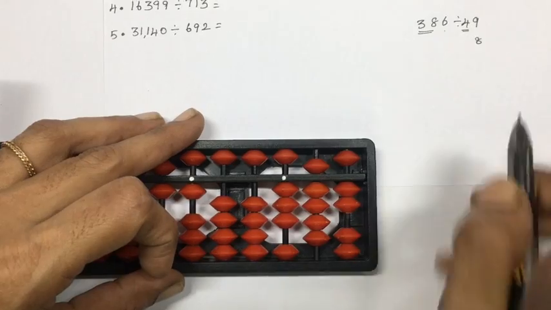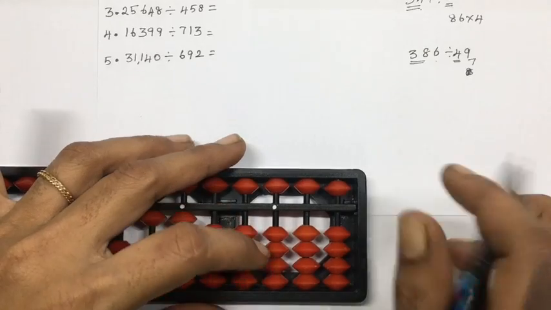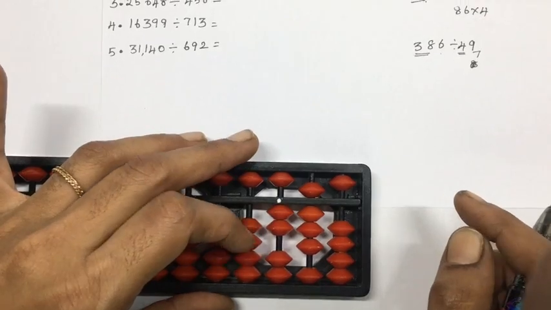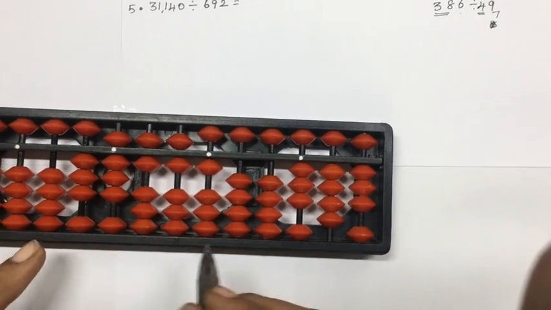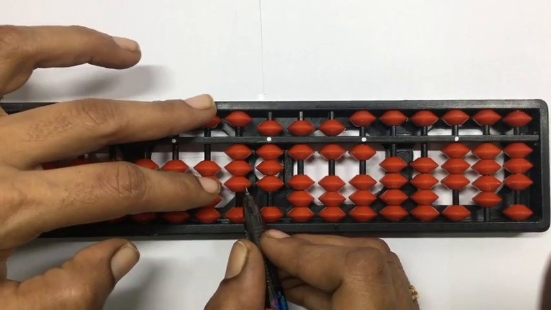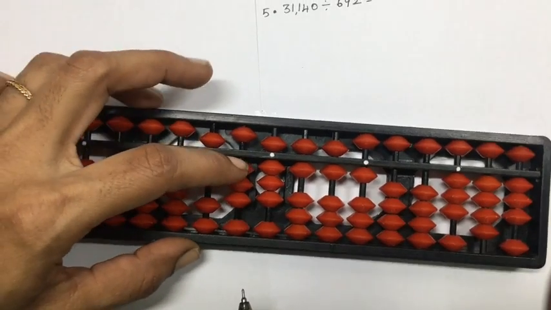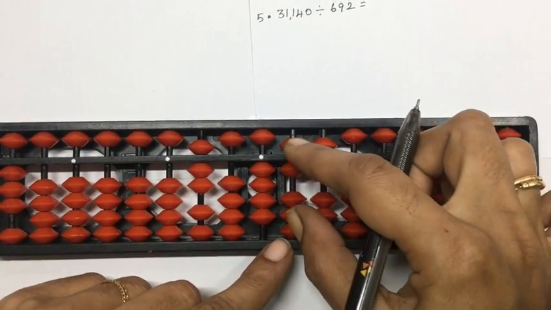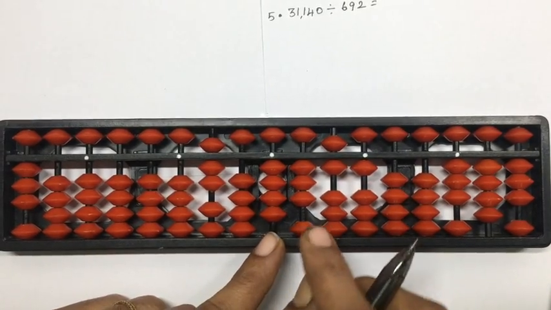392 is also greater. So we should try for 7 times. 7 times of 49: 4 7s are 28, 9 7s are 63. Our answer is 343. We can take this answer from here. Jump 2 rods. 7 times we have to set here. We have to do minus 343. Minus 300 and minus 40, minus 3 I should do here. So check the remainder. The remainder is 43. So our answer is right.